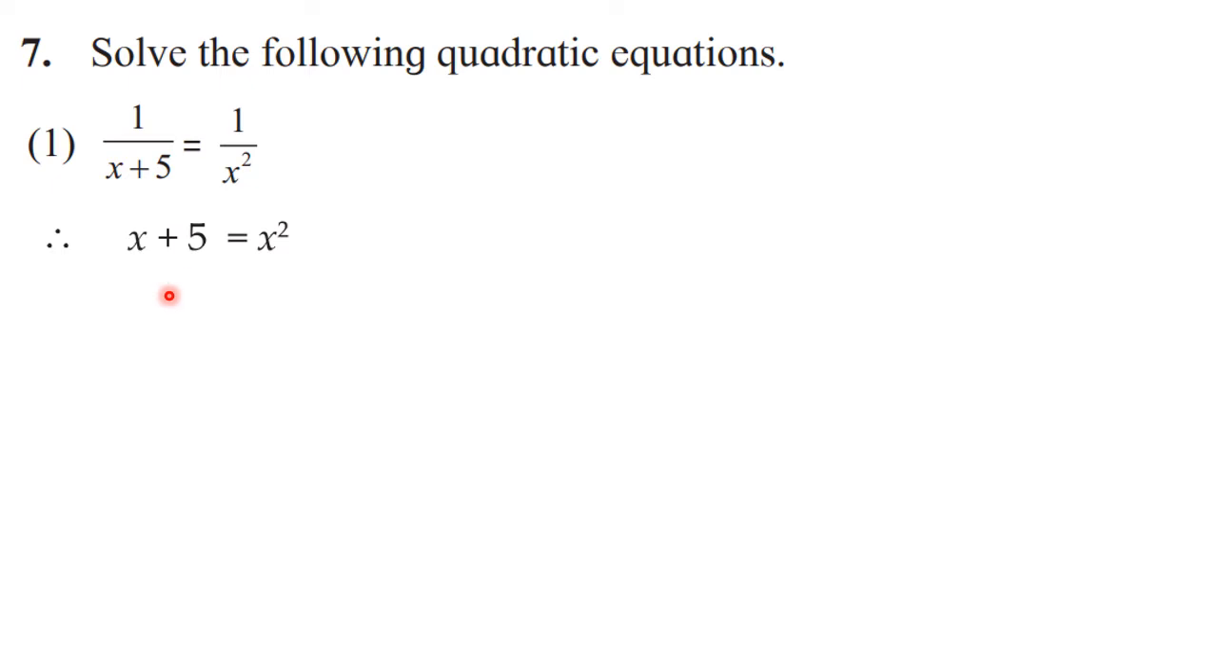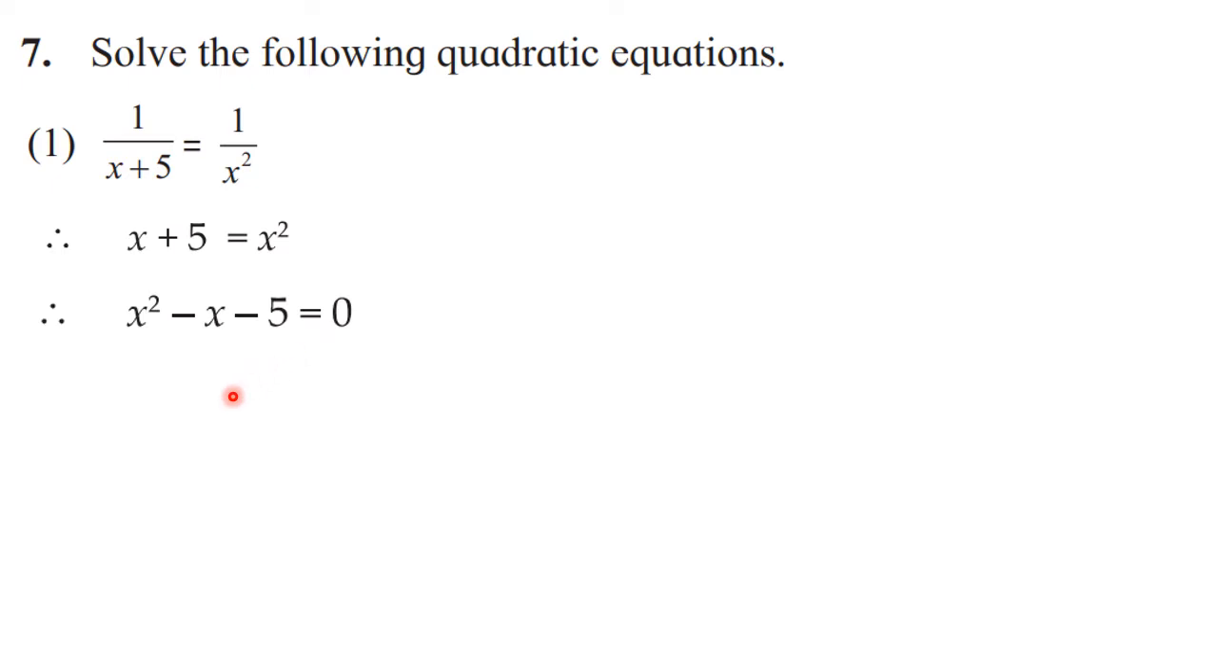Now after this, we have to write the equation in standard form. So bring all the terms on left hand side and write down equal to 0 on right hand side. So these two terms we are going to shift here. So the equation is going to become x square minus x minus 5 is equal to 0.